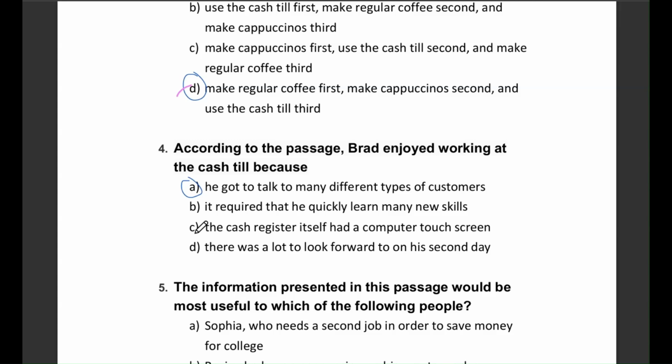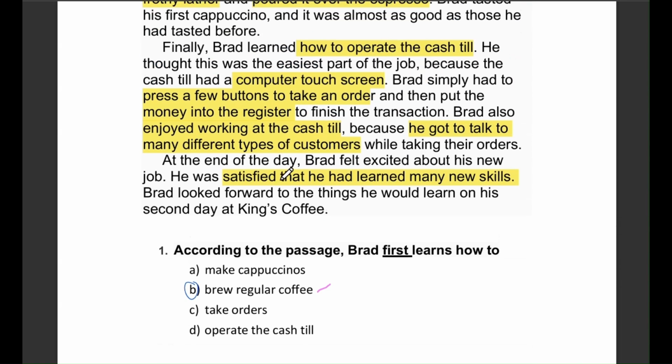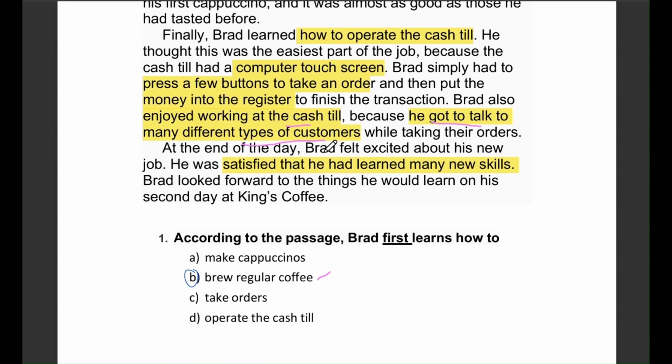The cash register itself had a computer touchscreen. Or D. There was a lot to look forward to on his second day. The answer is A. He got to talk to many different types of customers. The passage specifically mentions that Brad likes speaking with people when they come to order. He enjoys interacting with the customers, not because of the skills or the register itself.